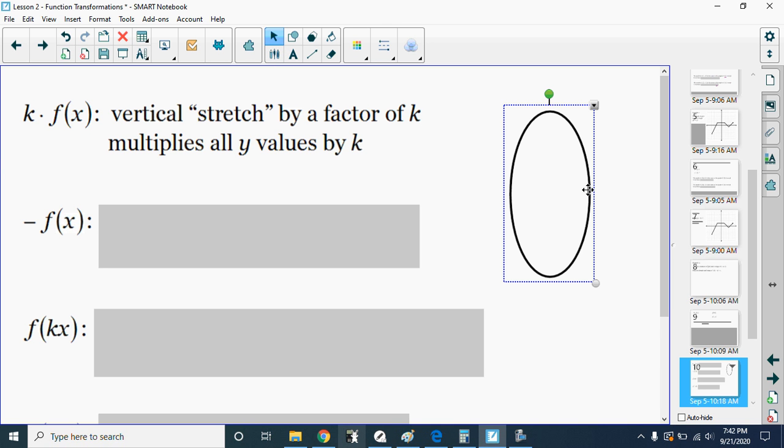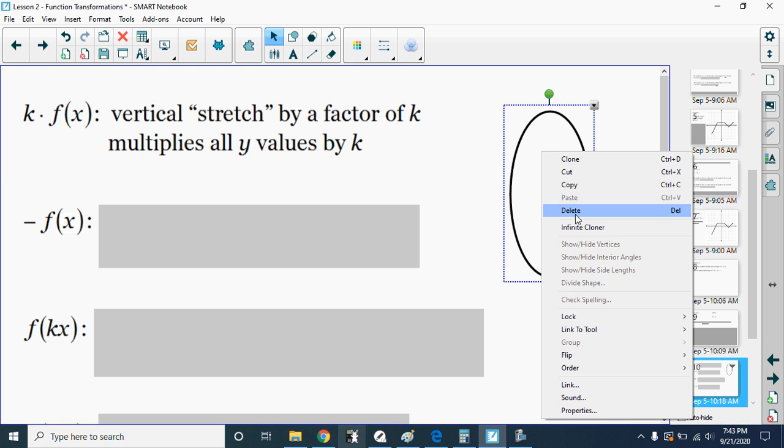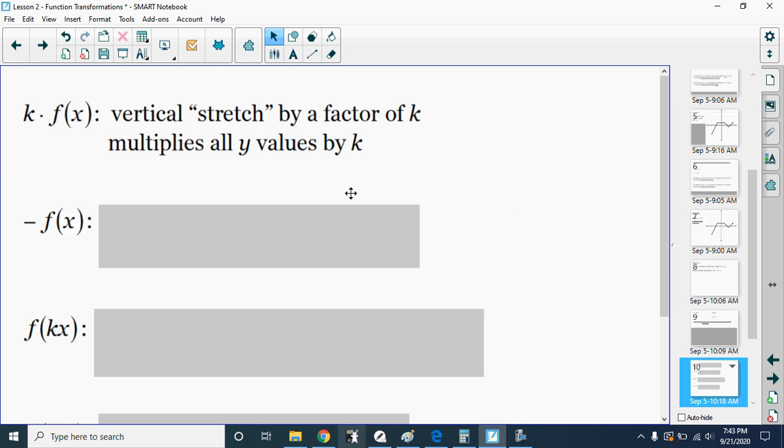So these points would stay the same, but if I grabbed it here and I grabbed it here and pulled up on those two, that is what it would look like. So it is a vertical stretch by a factor of k. To get the new values, you're just going to take all the y values and multiply them by k. Notice f of x is the same thing as y. So I'm taking the y values times k.